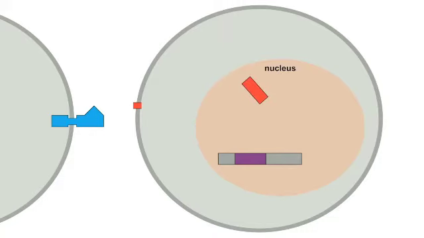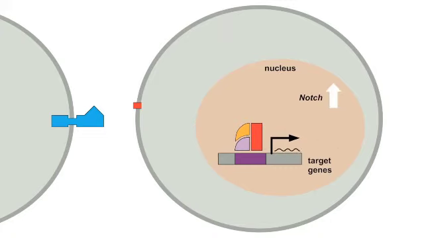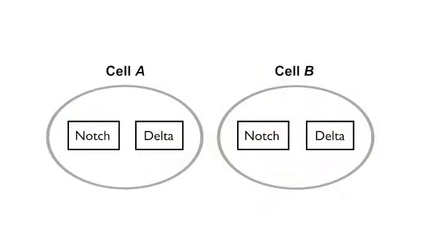Inside the nucleus, Notch binds to its nuclear partners and activates target gene expression. Among these targets are Notch and delta themselves. Notch is upregulated, and delta is downregulated by Notch signaling. Imagine we have two cells that start with the same levels of Notch and delta.